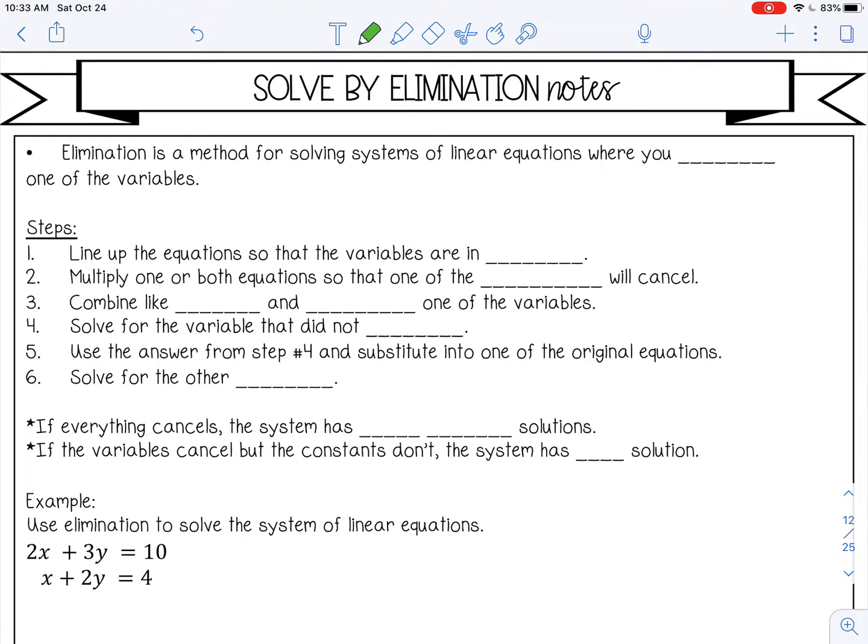Welcome to this lesson on Solve by Elimination. Elimination is a method for solving systems of linear equations where you cancel one of the variables. This is good if both equations are in standard form.